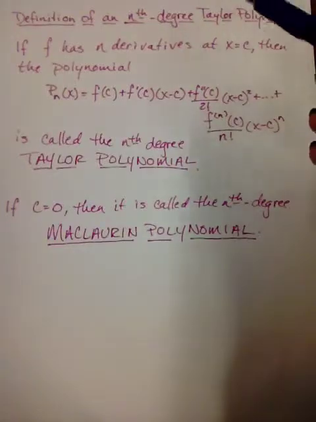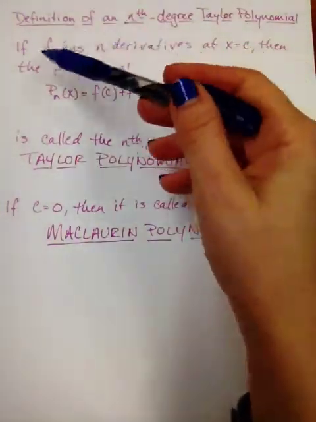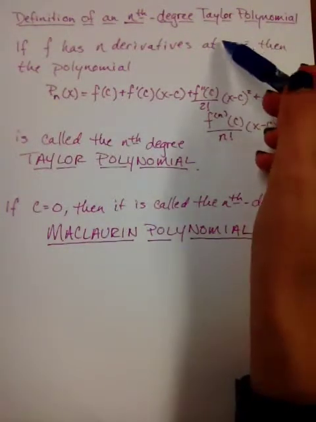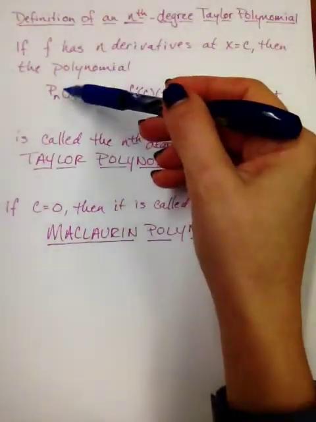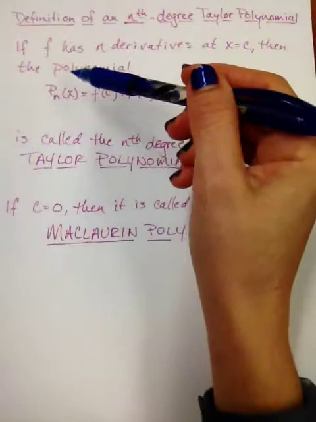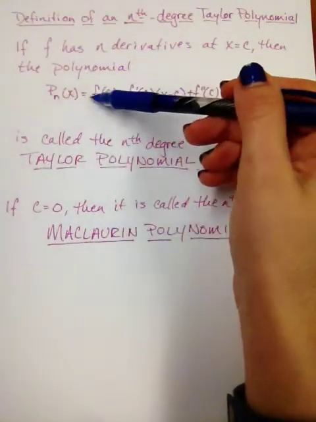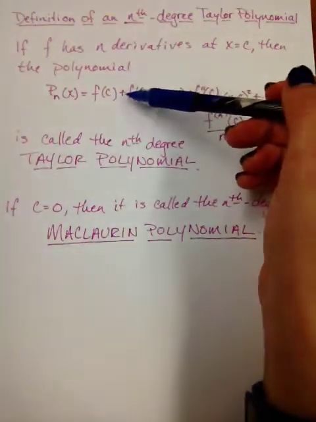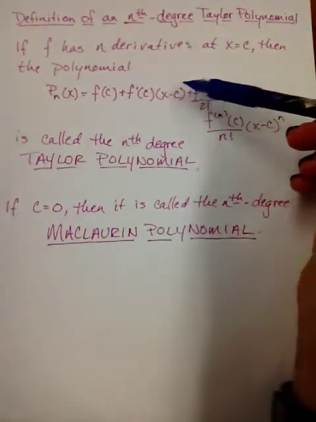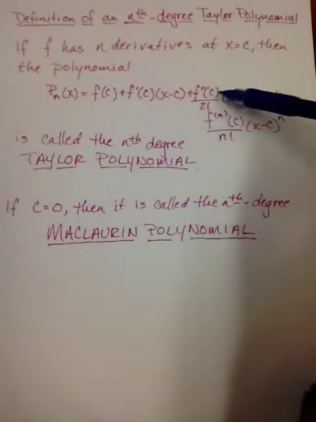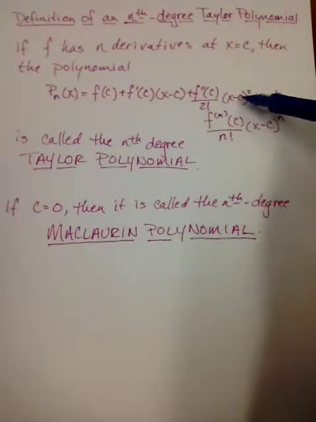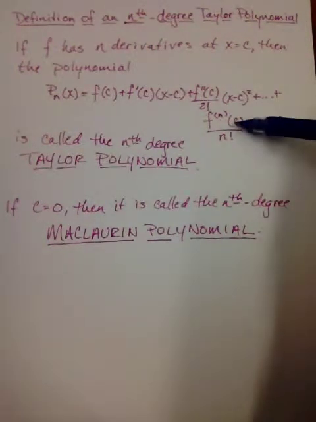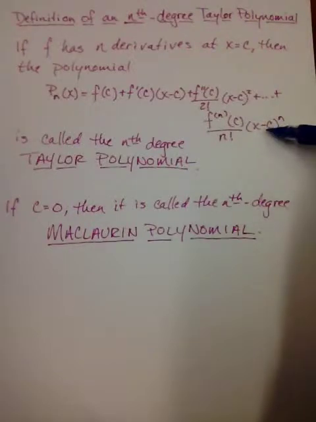So the way a Taylor polynomial works is that if f, your function, has n derivatives at x equals c, so you're picking a certain x value, and that's what we call where it's centered, then the polynomial p sub n, so the sixth degree Taylor polynomial would be p sub 6 of x equals f of c, and that's just the function value where you're actually centering it, plus the derivative at c times x minus c, plus the second derivative at c over 2 factorial times x minus c squared, plus dot dot dot, plus the nth derivative at x equals c over n factorial times x minus c to the nth.